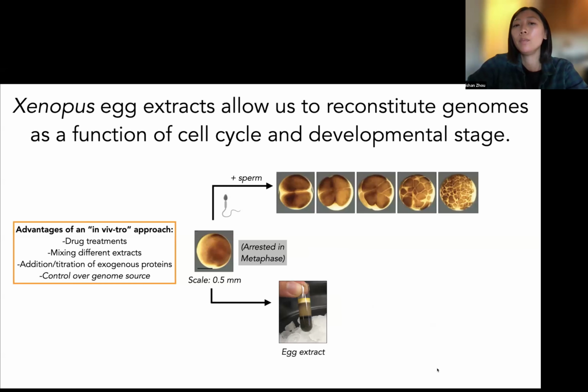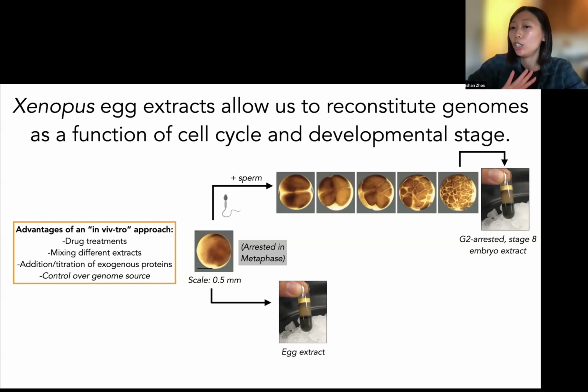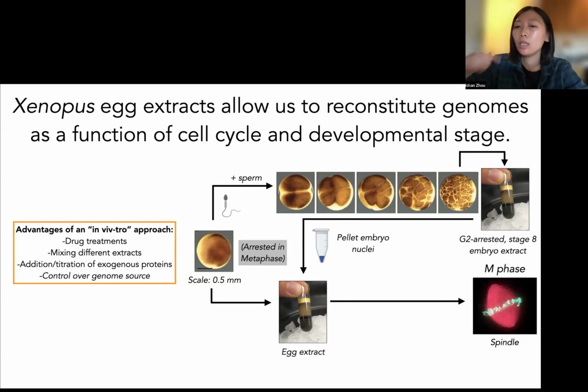Okay, so then to mimic sort of a late blastula stage of development, what I do is I'll grow up dishes of these embryos. I'll arrest the embryos in G2, and then I'll go ahead and make a G2 arrested stage 8 embryo extract. And then I'll pellet those nuclei and resuspend that pellet in metaphase arrested egg extracts.